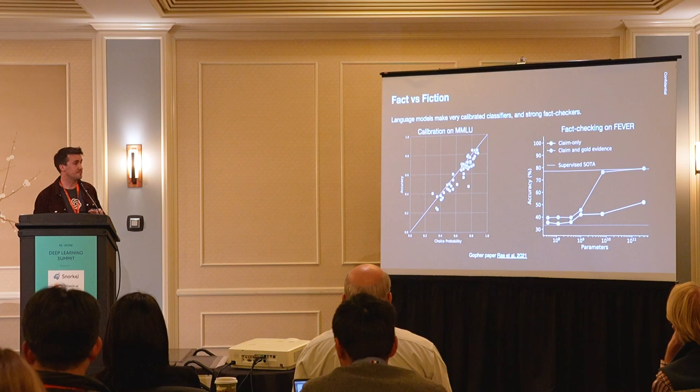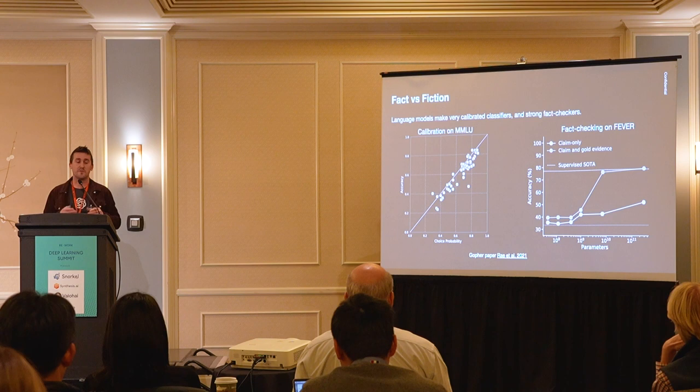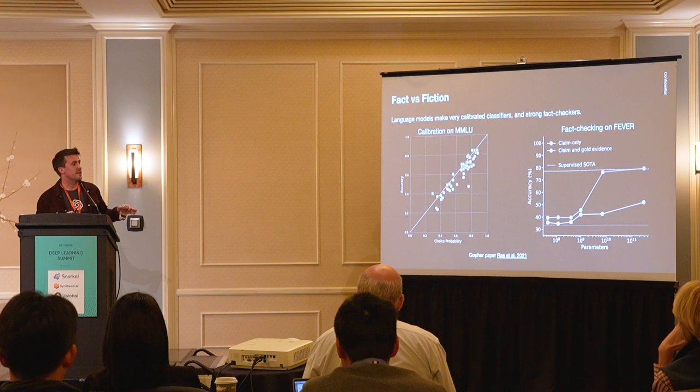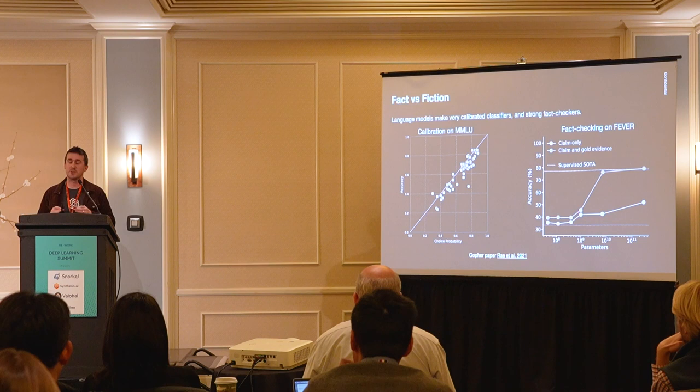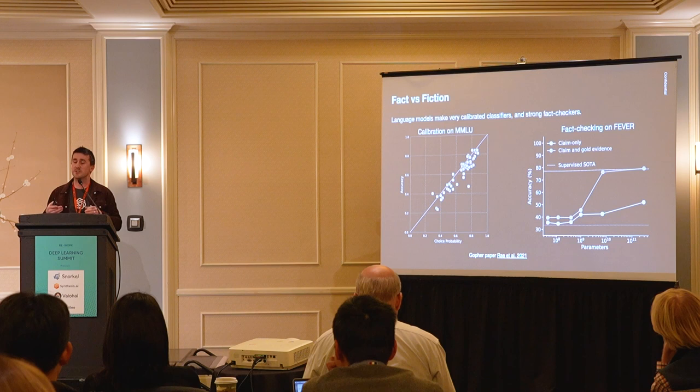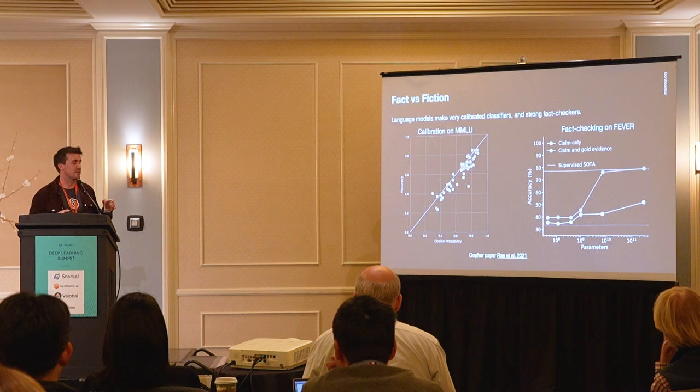On the right-hand side, we're looking at a fact-checking benchmark called Fever. Without really any specialization to that domain, we could take a language model, this was a language model from DeepMind called Gopher, and apply it straight to the benchmark, and it was essentially on par with state-of-the-art approaches, which have a lot of domain specialization, at doing fact-checking. So empirically, it was pretty good at deciding when things were true and false, at least within the distribution of what this fact-checking benchmark measured.